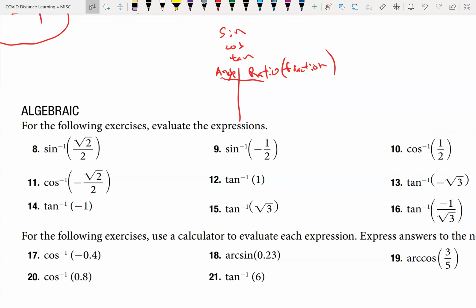So for the inverses, the input is a ratio and the output is an angle. Are you with me? Thus, Nathan, when I say inverse sine of square root of 2 over 2, what is it that I'm going to be getting out? Does everybody straight with that? An angle is coming out.